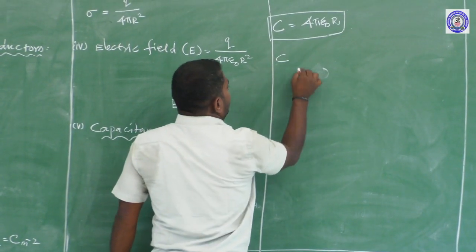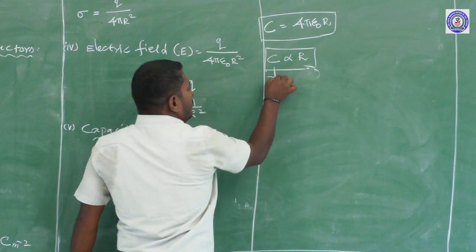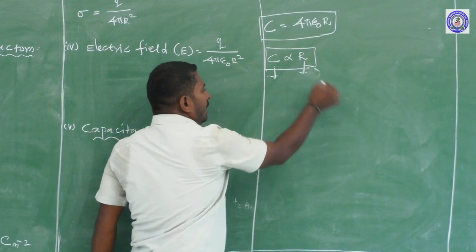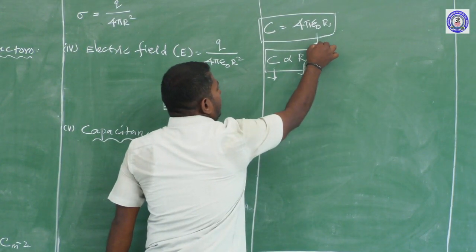So capacitance is directly proportional to radius. Capacitance of a charged spherical conductor is directly proportional to the radius of the spherical conductor, and also it depends upon the medium.